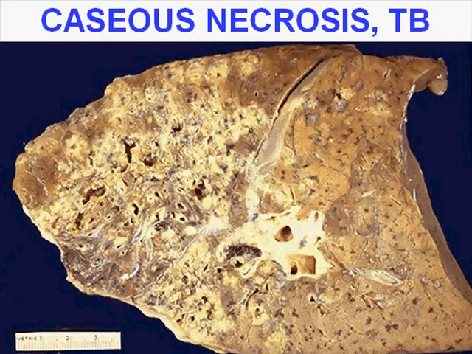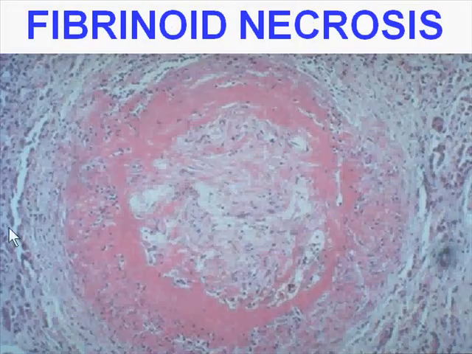Here is a blood vessel that has a finely hyaline pinkish granularity to its wall, which has the H&E characteristics of fibrin, but many other things do too. So this is called fibrinoid necrosis. And when you hear fibrinoid necrosis, you think it's probably going to be in a blood vessel.